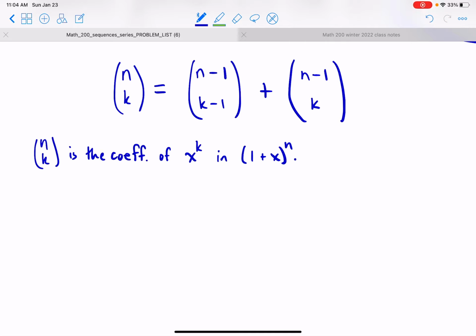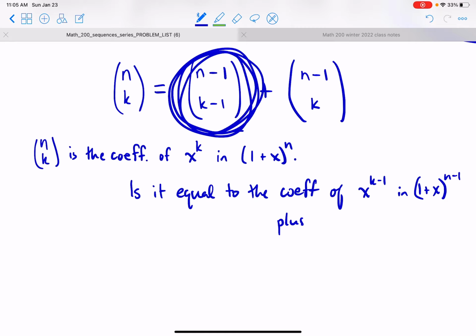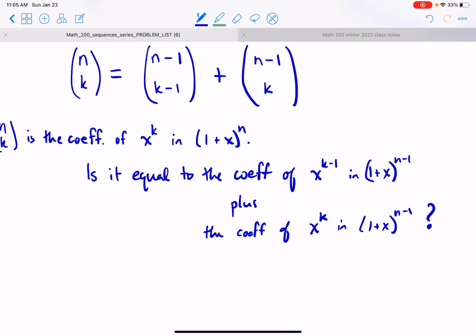Okay. Is it equal to the coefficient of x to the k minus 1 in 1 plus x to the n minus 1, plus, so I just remembered what this symbol even means, now I have plus the coefficient of x to the k in that same thing. So that's the question I'm answering. Is that true?